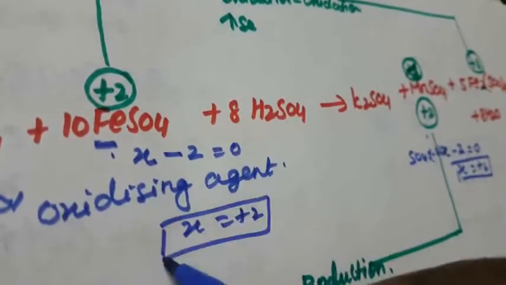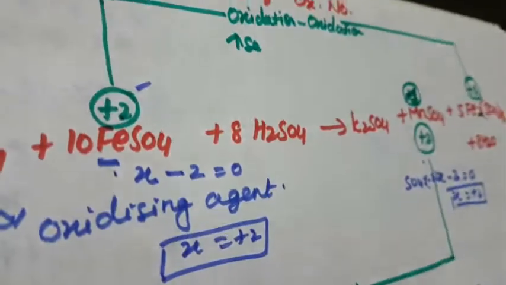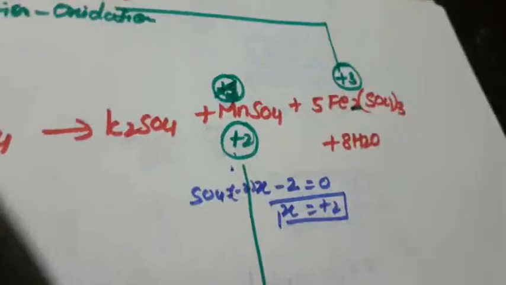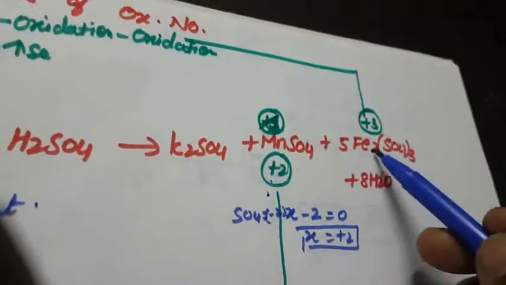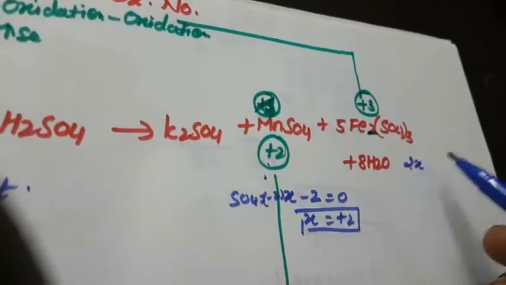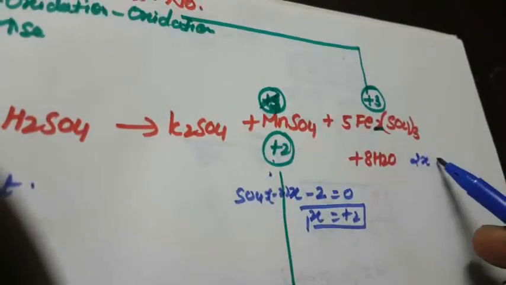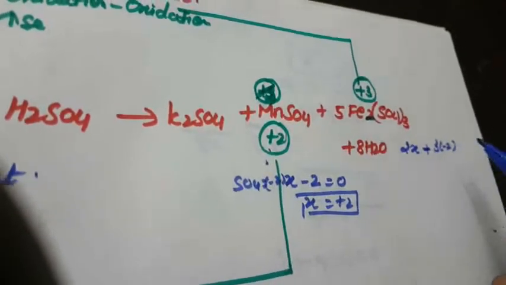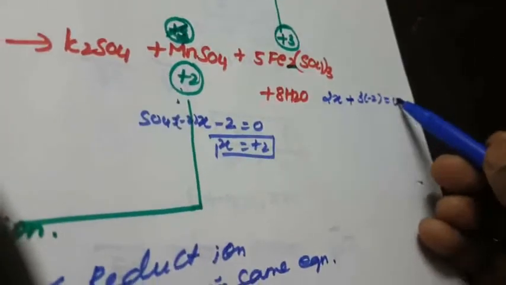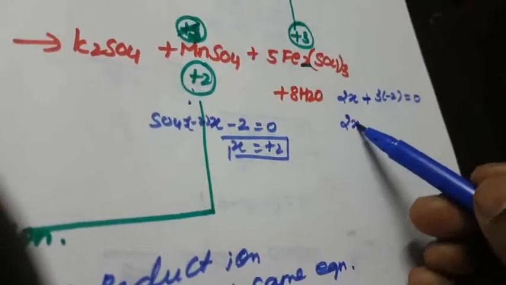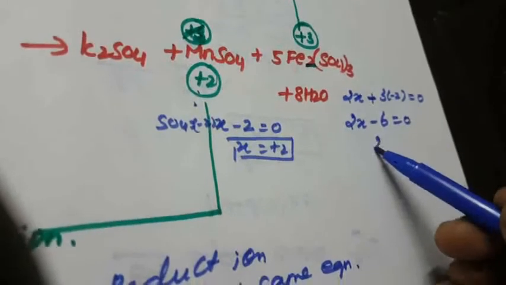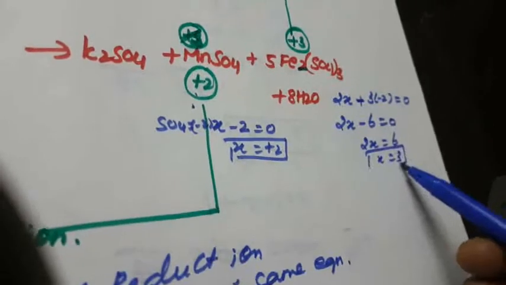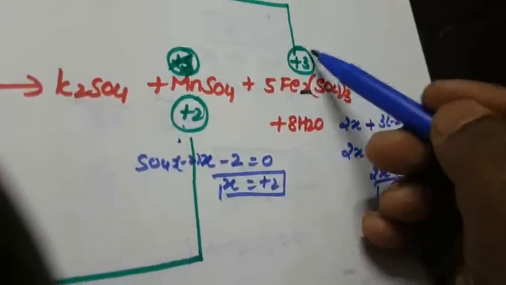So the oxidation state is +2, right? This one is correct. The next one is ferric sulfate, Fe2(SO4)3. So Fe2 is 2x. How many sulfate molecules are there? 3 molecules, so 3 times -2. 2x plus 3 times -2 equals 0, so 2x minus 6 equals 0, 2x equals 6, and x is equal to 3. So the oxidation state here is +3.